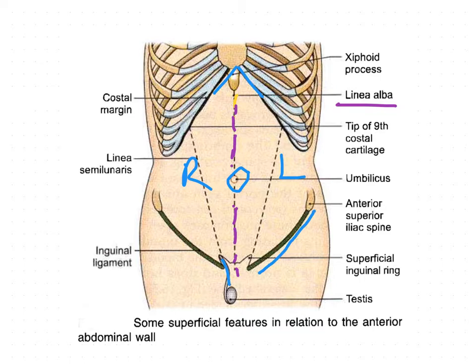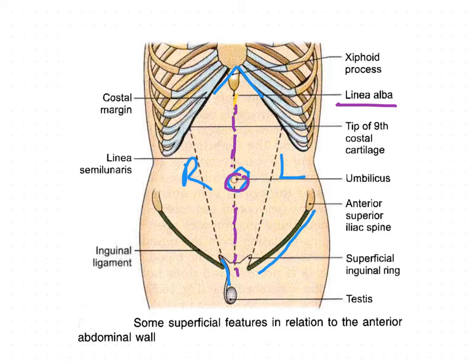Next, a little below the middle of the median furrow, there is an irregular depressed or elevated area called the umbilicus. So it is present in the middle of this line. It is not exactly present at the middle of this median plane, but it is present somewhat below the middle of this median groove.